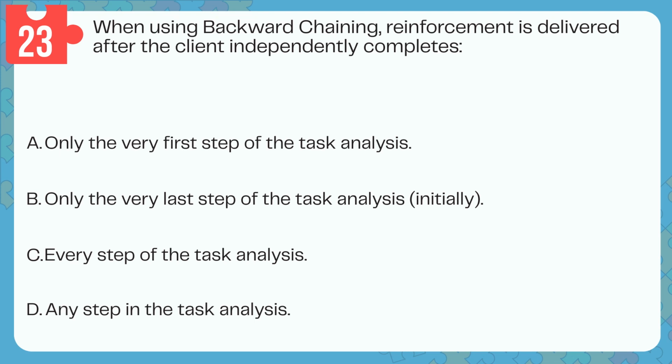Question 23. When using backward chaining, reinforcement is delivered after the client independently completes: A, only the very first step of the task analysis. B, only the very last step of the task analysis, initially. C, every step of the task analysis. D, any step in the task analysis.